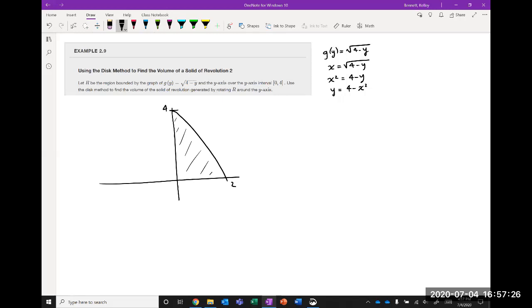I'm going to rotate it around the y-axis, and I'm going to get, on the other side, this should go to negative 2, and I'm going to get the other half of my parabola, which in general parabolas are much less pointy, but what can you do? So this is going to be the solid of revolution, like so.